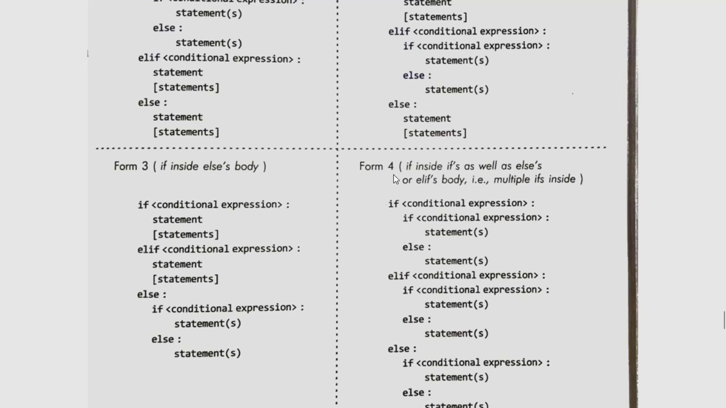Now we'll move to form 4, that is if inside ifs as well as the else body, that is multiple ifs inside. What we will do here is write the if conditional expression. Then inside this if, again we have an if and a certain set of statements, then else is there, then the statements are there. You can follow the same criteria from form 1, form 2 and form 3, and then the condition will be executed. The same thing cannot be repeated many times, so you can understand by these three examples already.